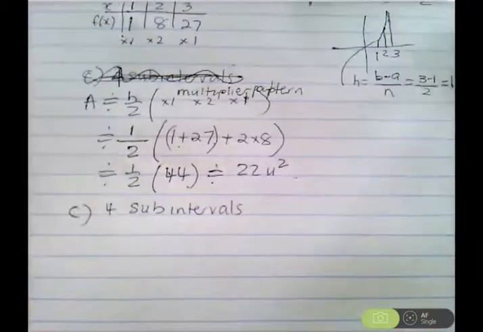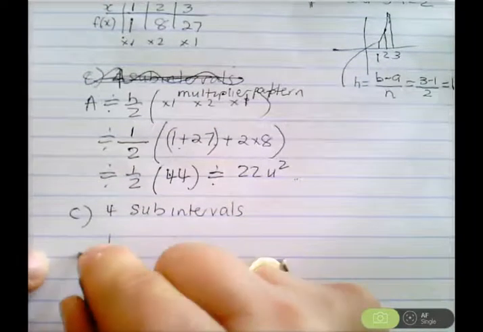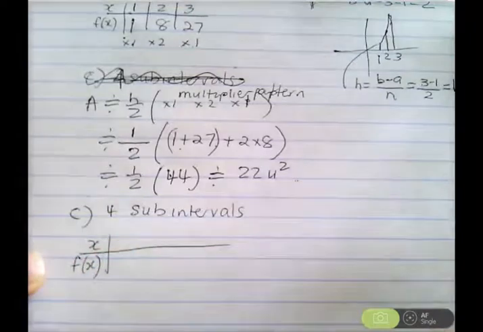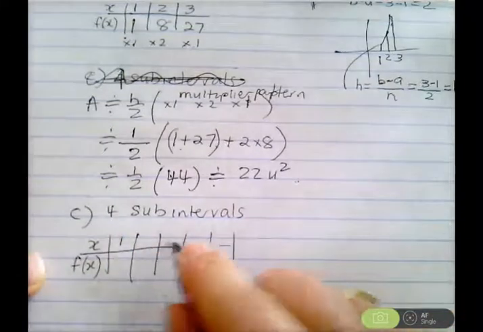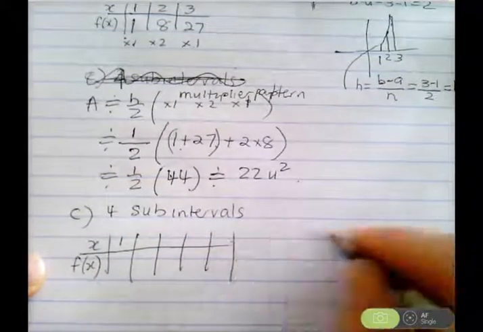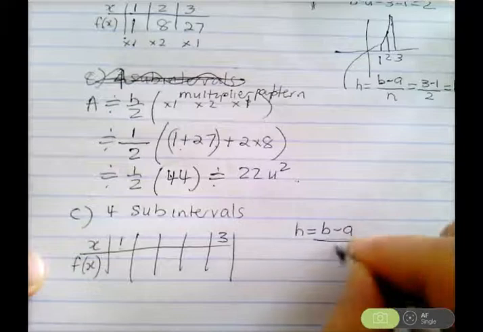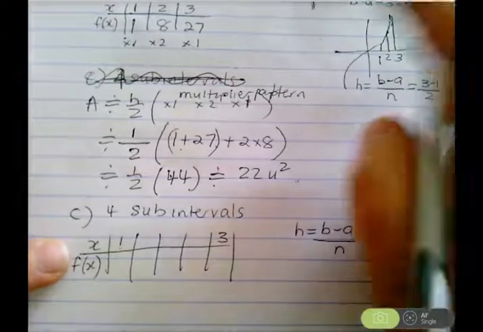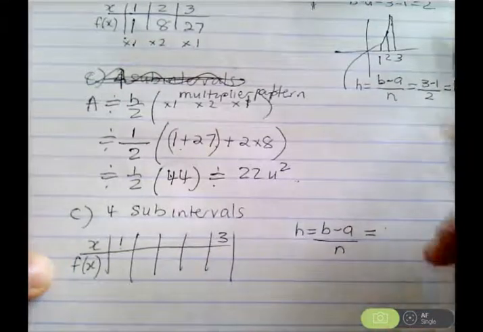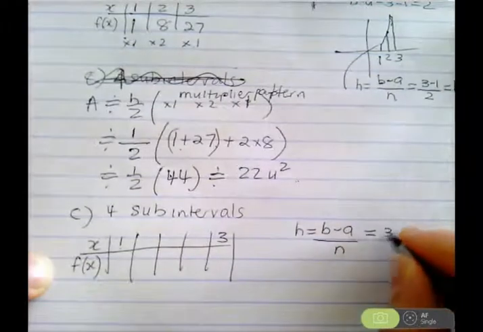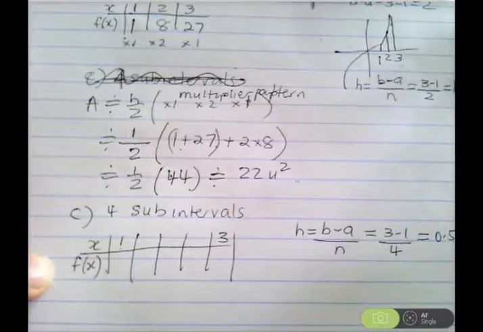How many subintervals do you never get to choose? They will tell you how many. So I'm telling you 4 subintervals. The way I want you to do these is a table of values. If you're doing 4 subintervals, how many x values is that? 5. So the first one will be 1 and the last one will be 3. H is b minus a over n. Again, same question. What's your a? 1. What's your b? 3 minus 1 over 4 is a half, 0.5.